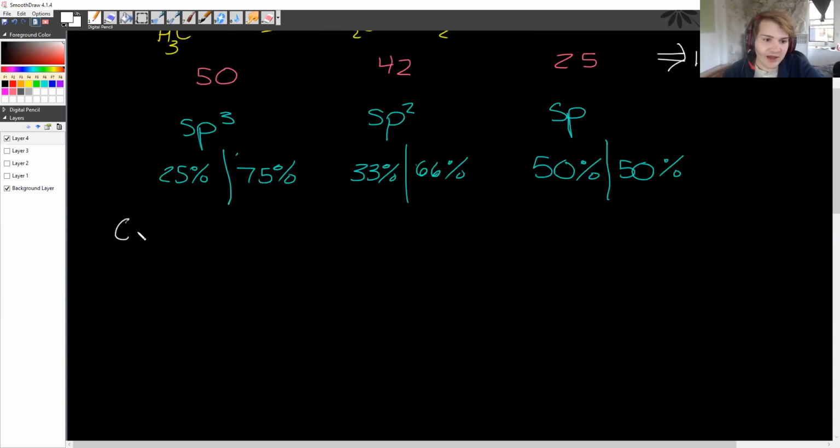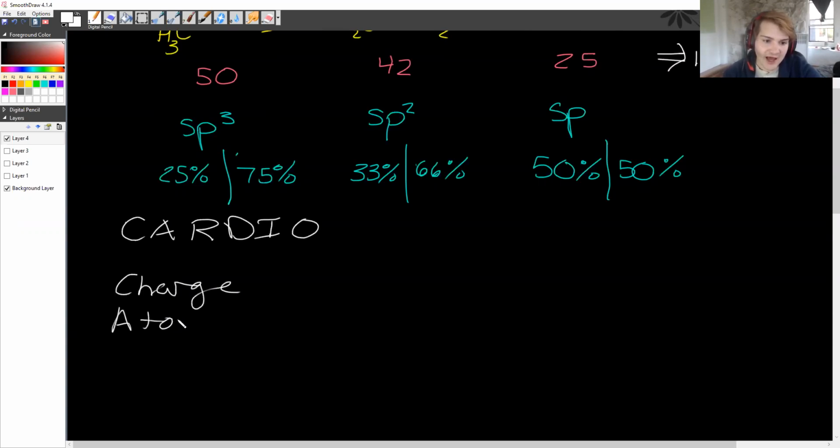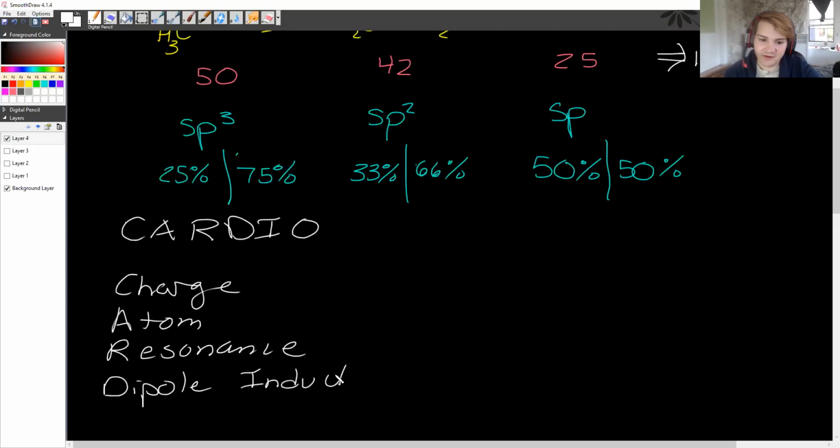What I will tell you is that these trends are given to you by CARDIO, the acronym, which is the charge, the role of the atom, resonance, dipole, induction, which is just a fancy way of saying the inductive effect, and then finally orbitals. So when you're doing acid trends, you can always be like, oh, what's the CARDIO? And you can just go through it.